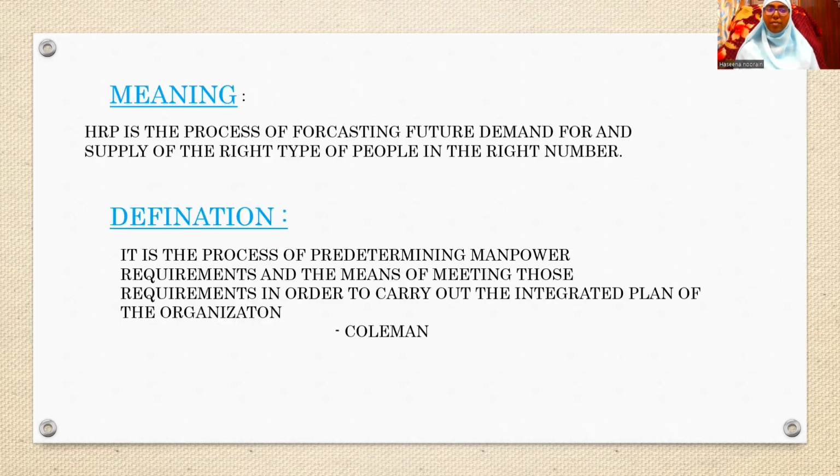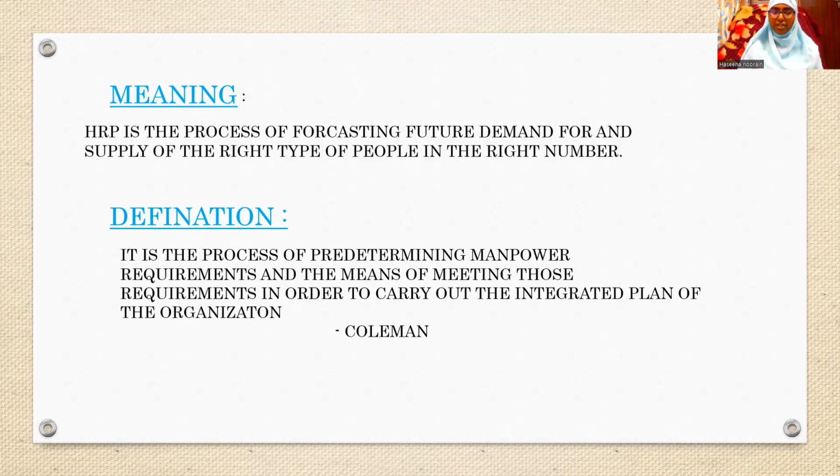Now, let's study the meaning of human resource planning. What is human resource planning? The process of forecasting future demand and supplying the right type of people in the right number. As a human resource manager, he should have the capability to understand what future demand will arise in the organization and in the human resource department, and what type of right people he or she should select, based on what criteria, and the supply should occur on time.